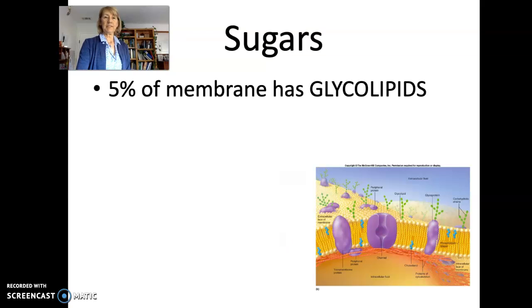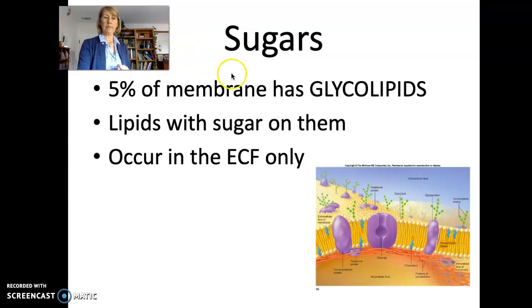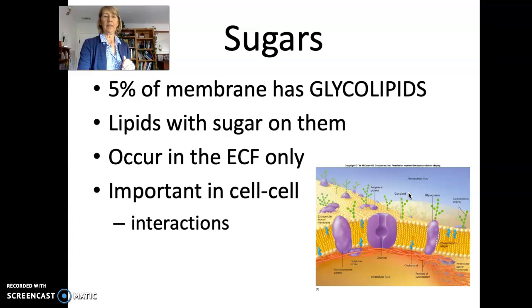We also have sugars, and those are glycolipids. So sugars attached onto a lipid. About 5% of them will do that. Sugar attached onto lipid in the membrane. They occur only in the extracellular fluid. So in my diagram here, you see them pointing out in green. And they don't point into the cell, only to the extracellular fluid. And they're very important in how cells interact with each other.